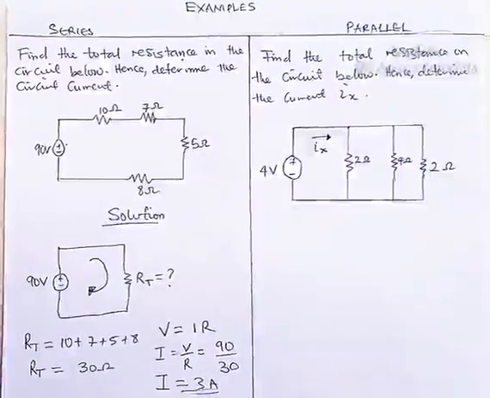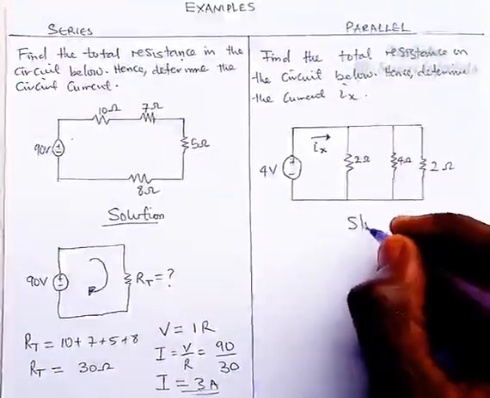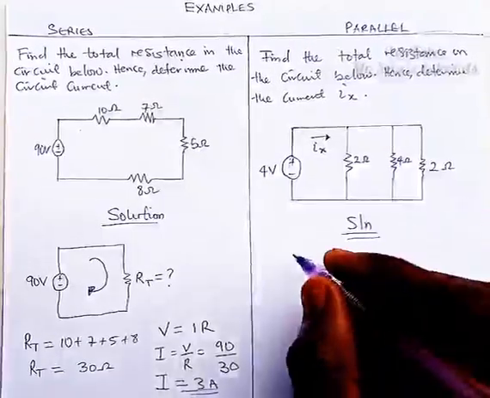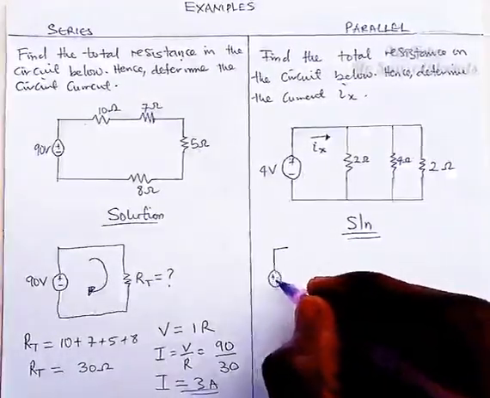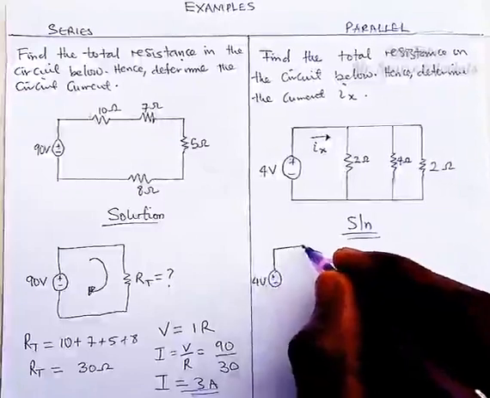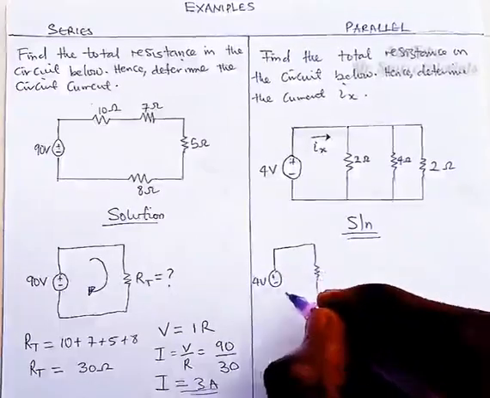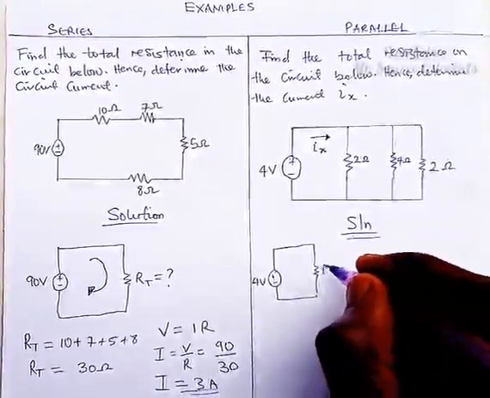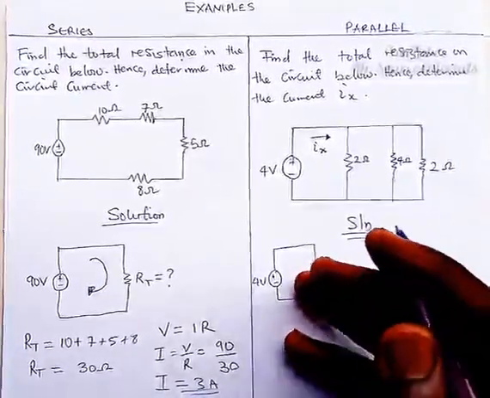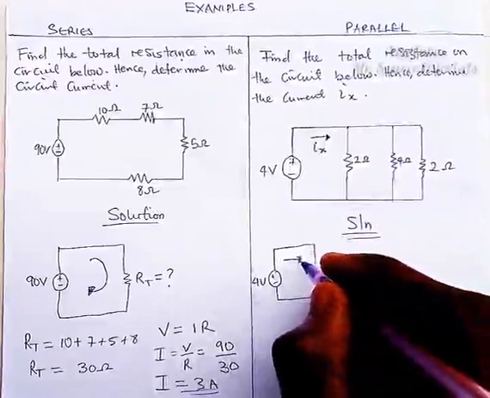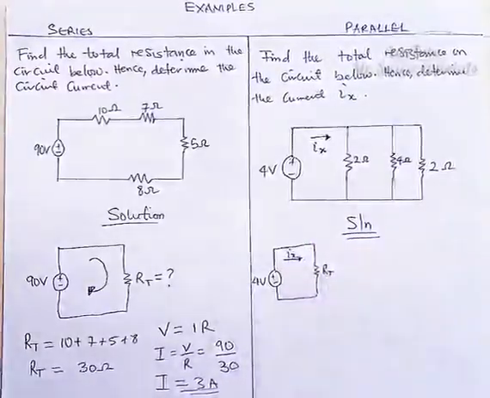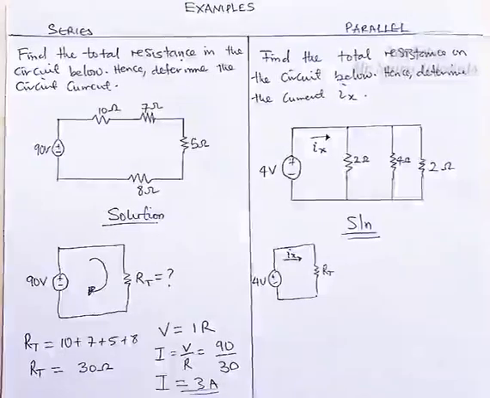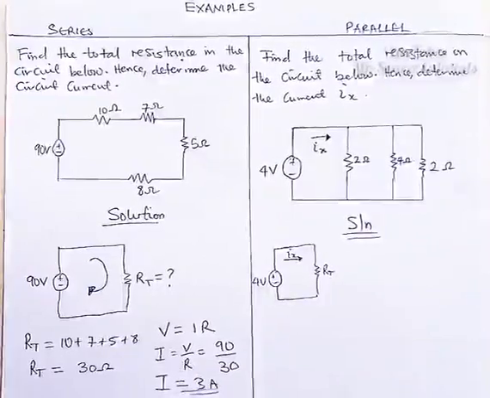What we are actually aiming at is to have something like this: a 4 volt source and a single resistor, which is the total resistance, R total. That's the point of this analysis, and then we have to find this current I of x. What we said previously, it's very simple to solve. You don't need to cram formulas. The procedure is just simple, and you can follow my steps.